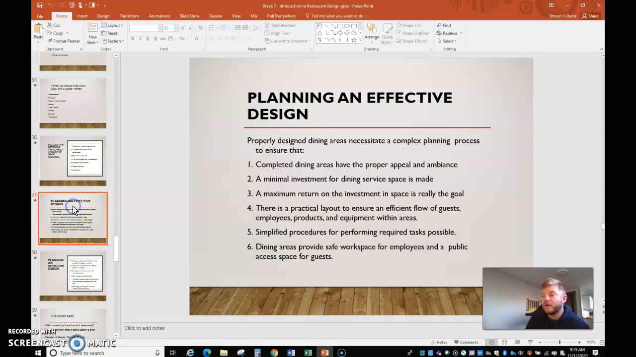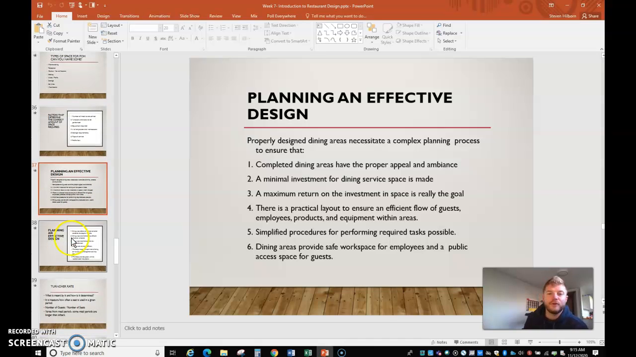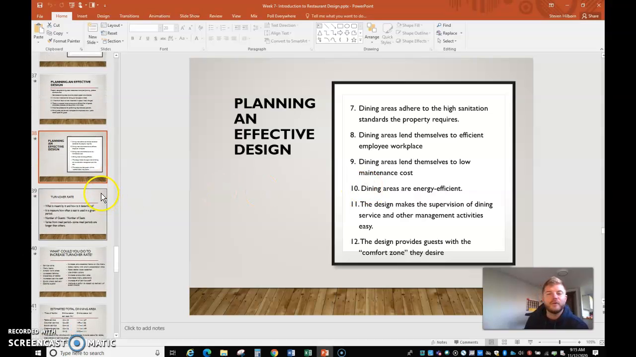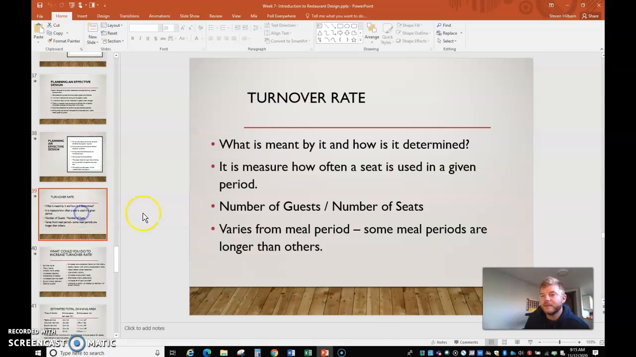So there is 12 steps here that I won't go through. I want you to read all 12 of these steps. So when you just open the PowerPoint, go through them. That kind of gives you an effective design platform. So things that you need to know about when you are designing your restaurant. I don't want to just read them over for you.